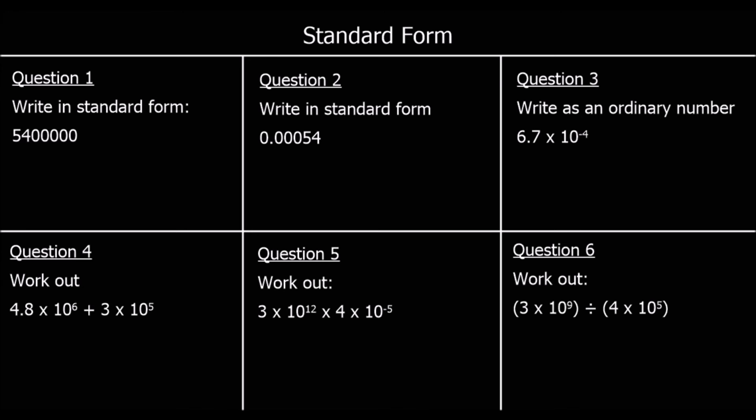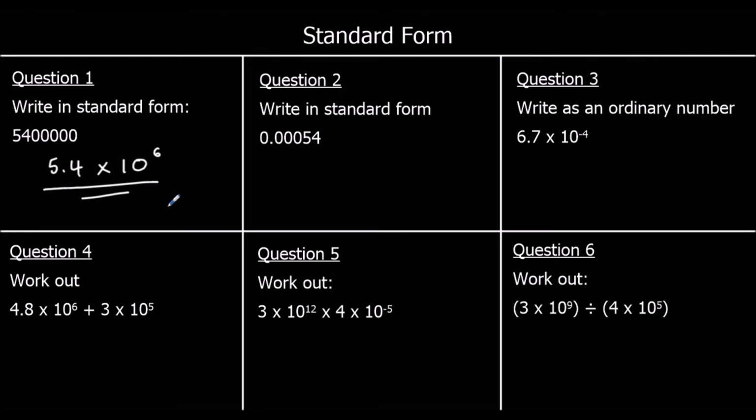Okay, so question 1, write in standard form. So I've got 5.4 million, and I need a number between 1 and 10. So that's going to be 5.4. And how many times do I multiply 5.4 by 10 to get this number? That's 1, 2, 3, 4, 5, 6 times.